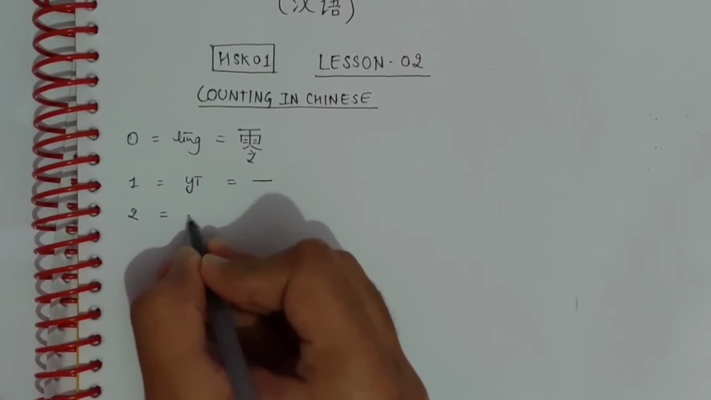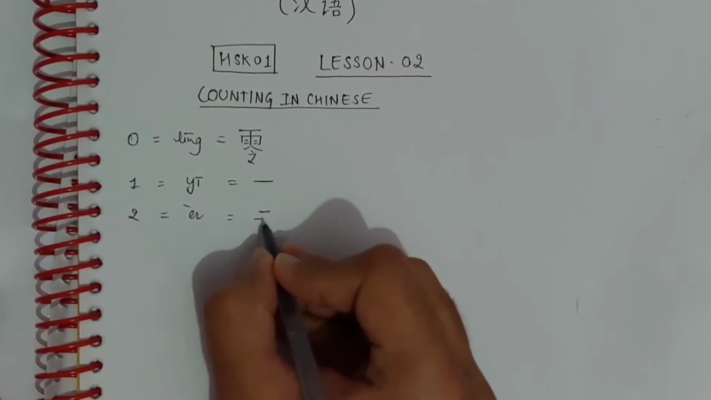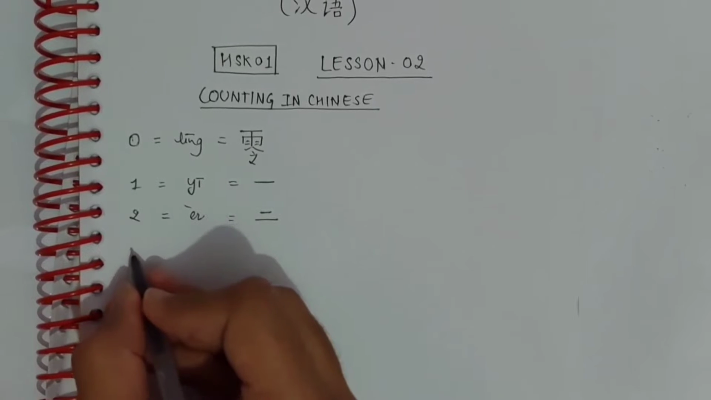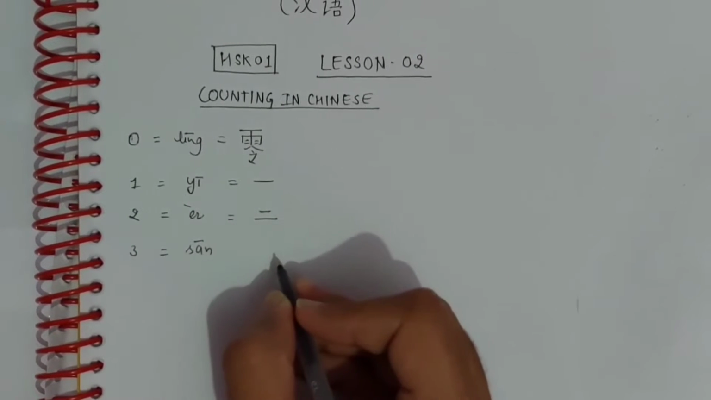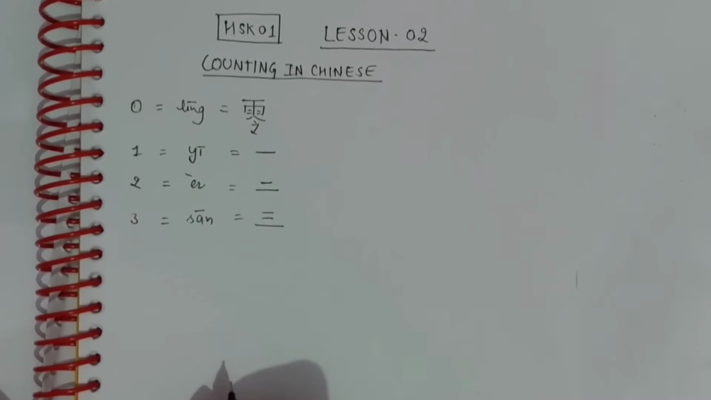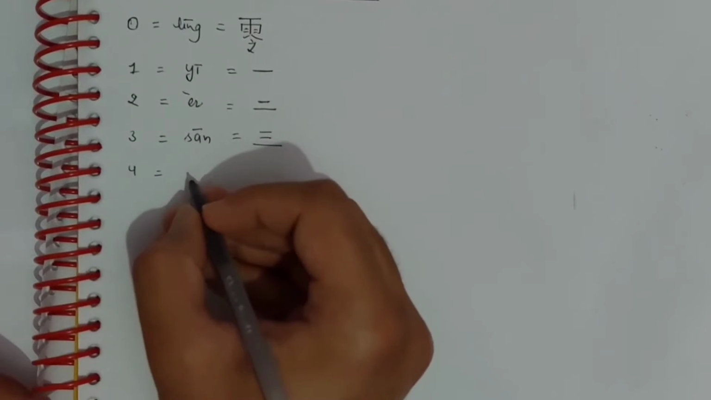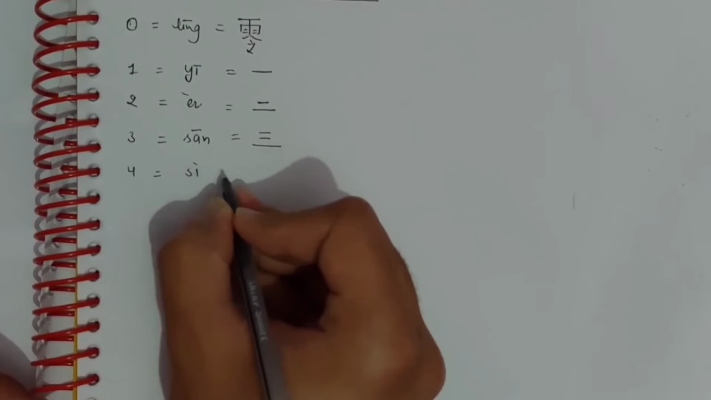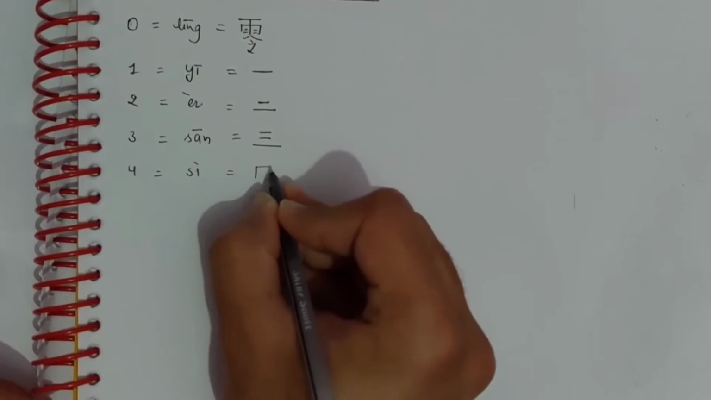2 in Chinese is er. We write it as 2 lines. 3 in Chinese is san. We write it as 3 lines. 4 in Chinese is si. We write it as a box and then 2 curved lines.